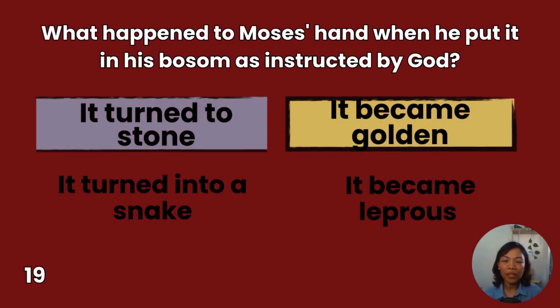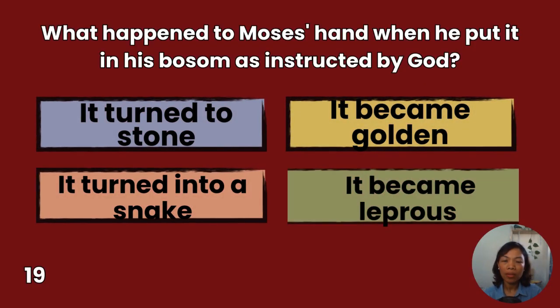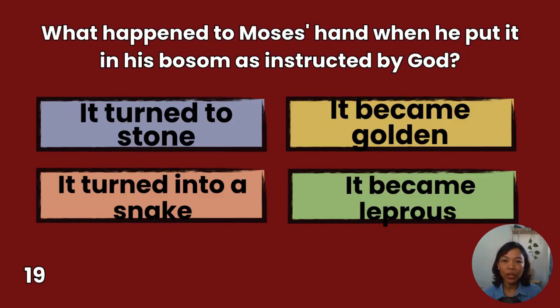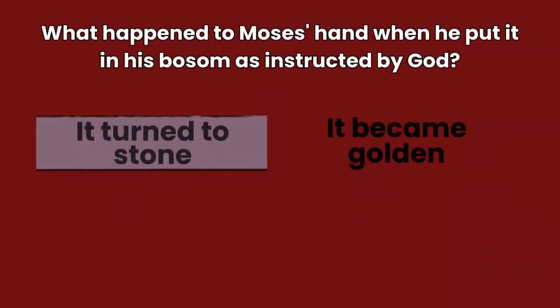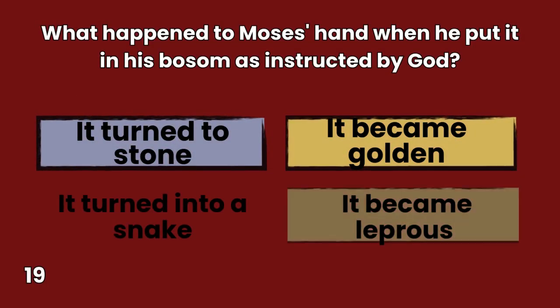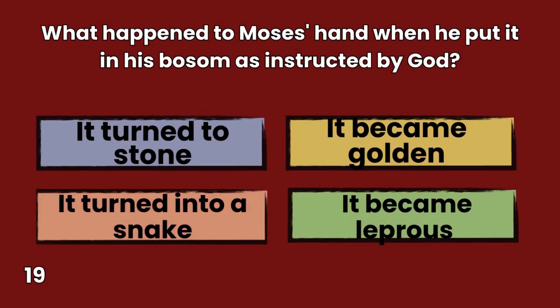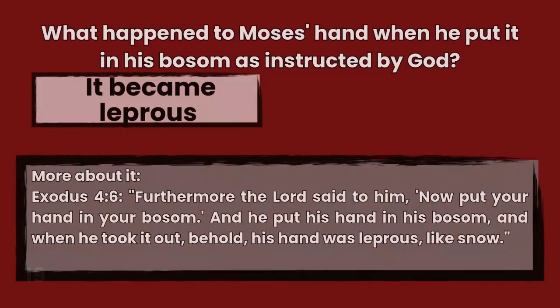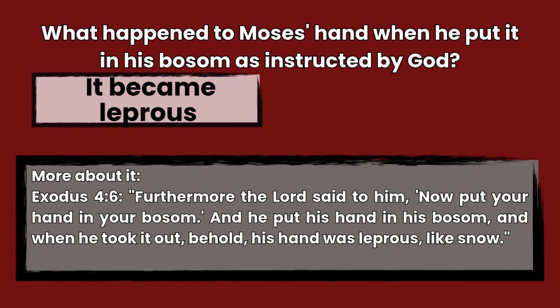19. What happened to Moses' hand when he put it in his bosom as instructed by God? It turned to stone. It turned into a snake. It became golden. It became leprous. You have 10 seconds to answer. The answer is, it became leprous, Exodus 4:6. Furthermore, the Lord said to him, Now put your hand in your bosom. And he put his hand in his bosom, and when he took it out, behold, his hand was leprous, like snow.